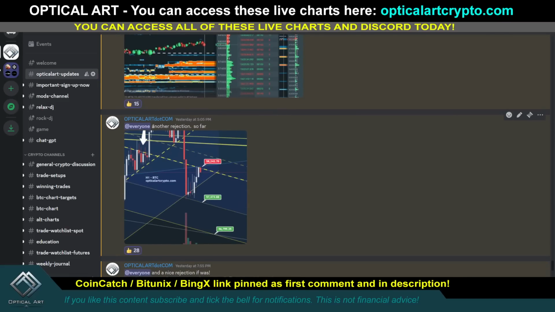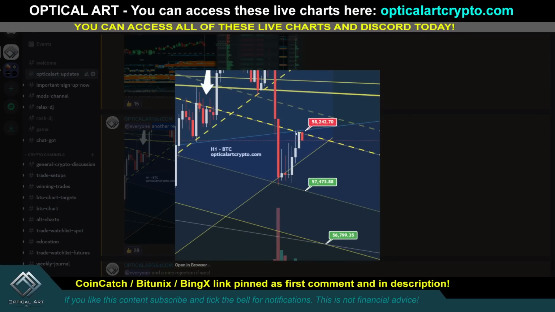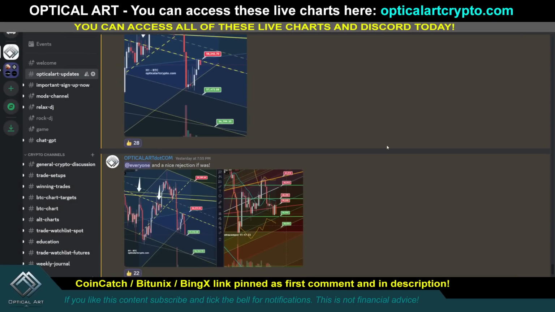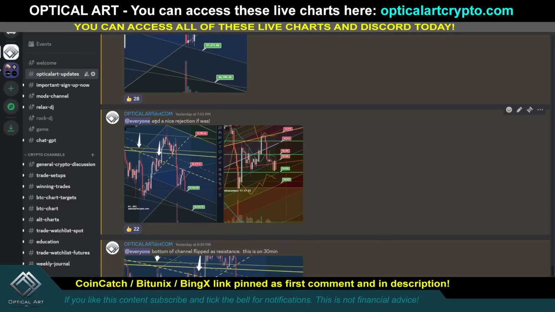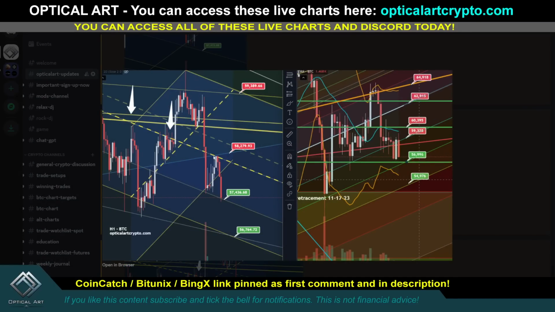So you can see another rejection so far. So we had two rejections. Got rejected here, came all the way down to support, pushed up, got rejected. And this was the next hourly candle open. Ideal point to short. And you can see what happened. A nice rejection it was. We got rejected right at this point, came down.